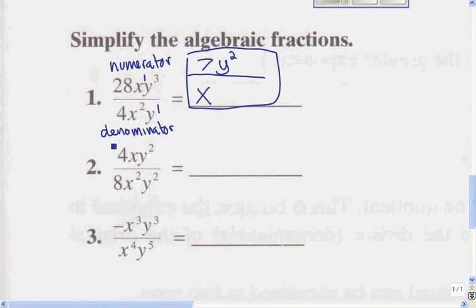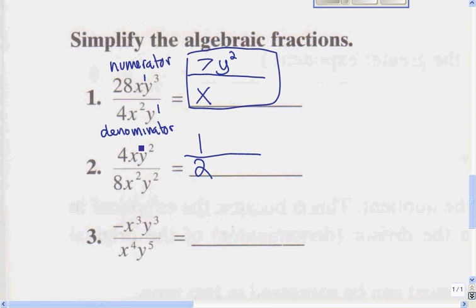4 divided by 4 is 1. How did I get that answer? Well, I asked myself, what times 4 equals 4? 1. And 8 divided by 4 is 2. I asked myself, what times 4 equals 8? Well, that's 2. So that's how I got my answer. Okay. So that was my largest common factor. I reduced it to 1 over 2.